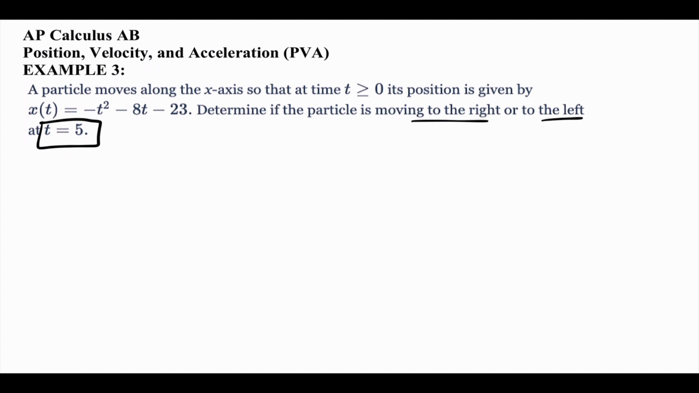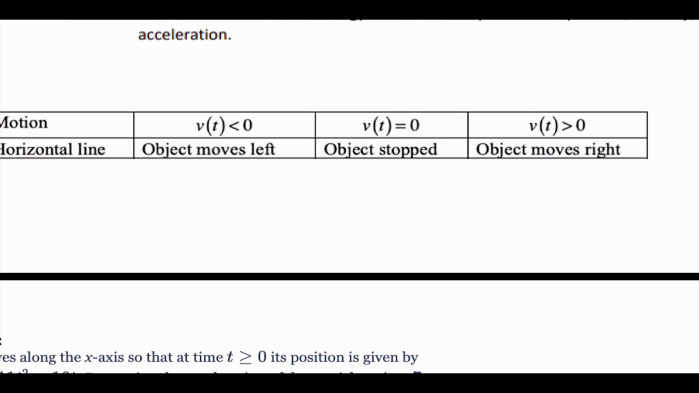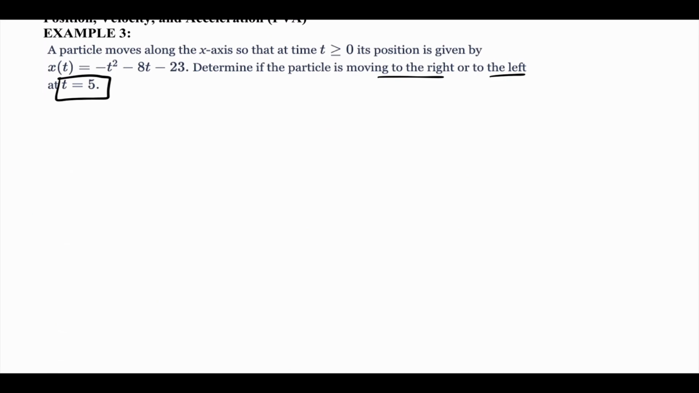What does that mean, left or right? Positive or negative, what exactly is going to be positive or negative? Velocity. Velocity will be positive or negative. The box at the very bottom: moves to the right means velocity has to be positive. Moves to the left, velocity has to be negative. So that's what we have to check for. We have to see which one it is doing at t equals 5.